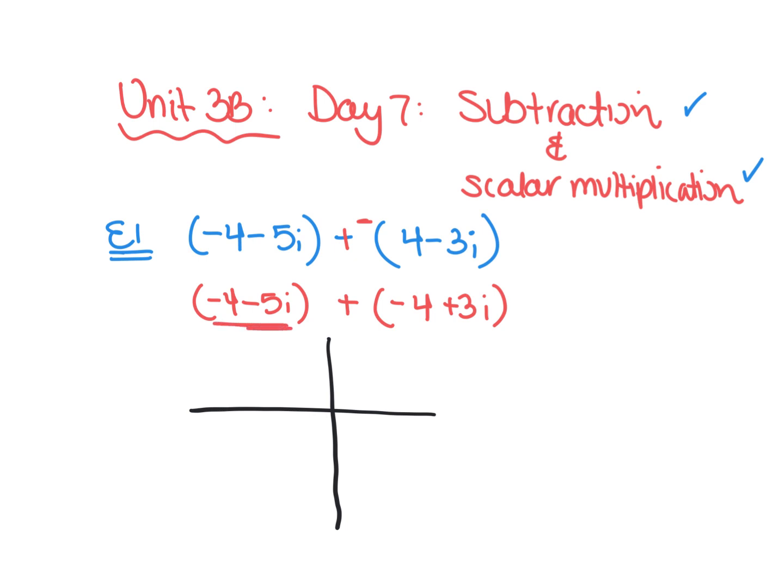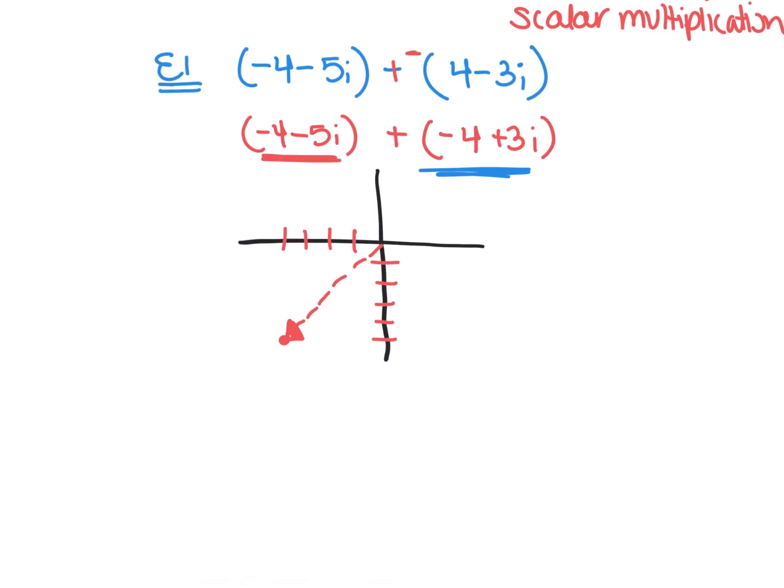So we still start with this first complex number, which we're going to go left 4, down 5, and we're going to plot our point and connect it with a dotted line because it's not our final answer. And then from there, we have negative 4 plus 3i, so we're going to go left 4 from there. So we're going to go 1, 2, 3, 4, but now we're going to go up 3, 1, 2, 3, and connect to that point, and that's actually going to be your final answer.